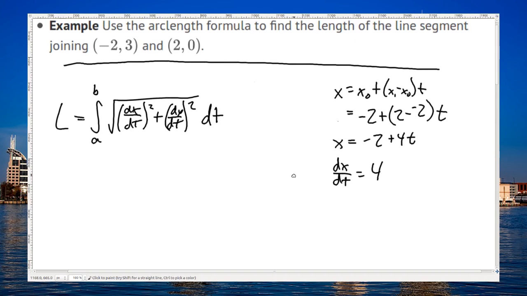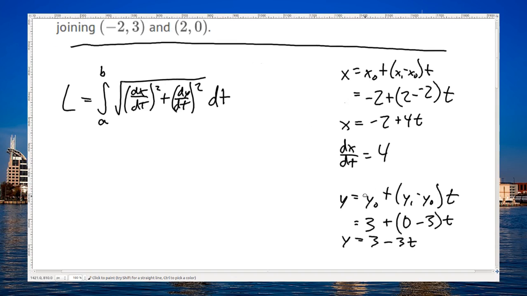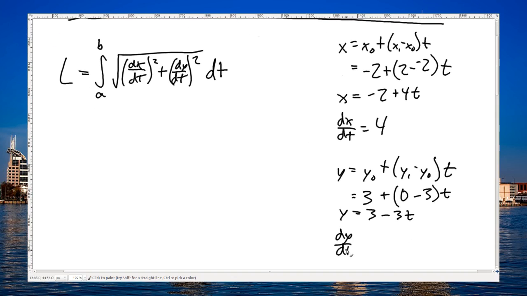All right, and then we'll do the same thing for the y. y is y naught plus y1 minus y naught times t. And then we'll plug in those values. The y naught is the starting y value, 3, plus 0 minus 3, so -3, so 3 minus 3t for the y. And that tells me that my dy dt is just -3.